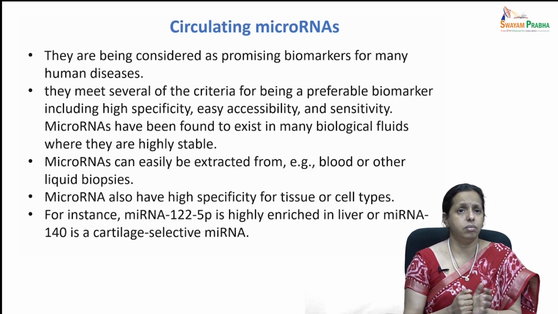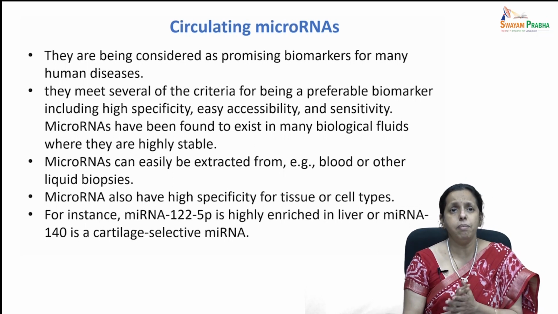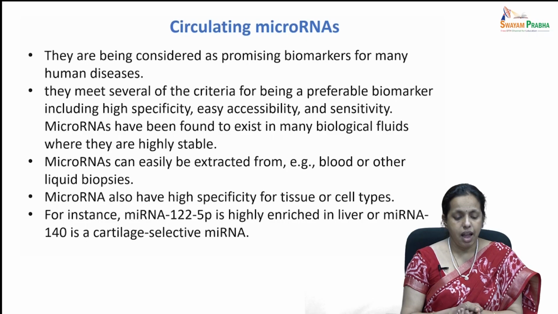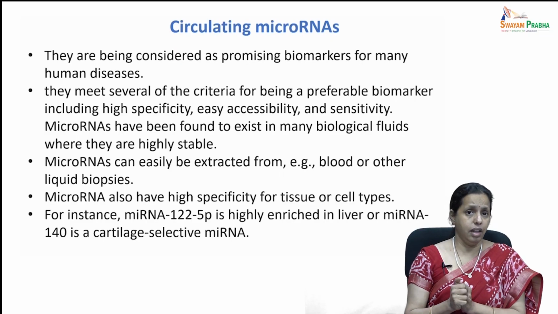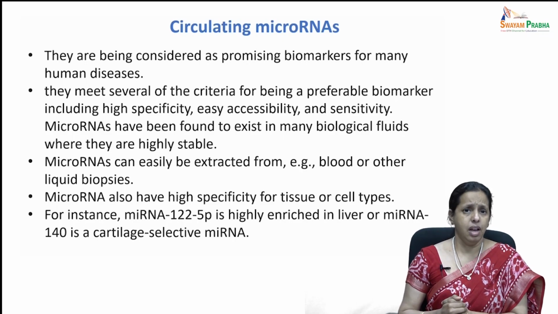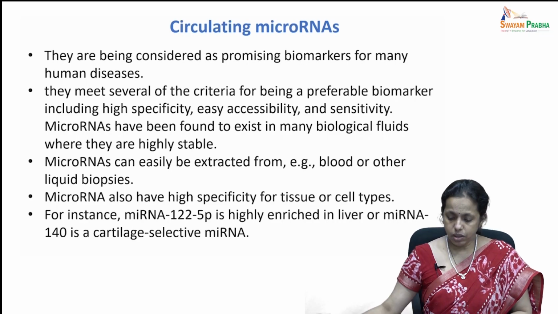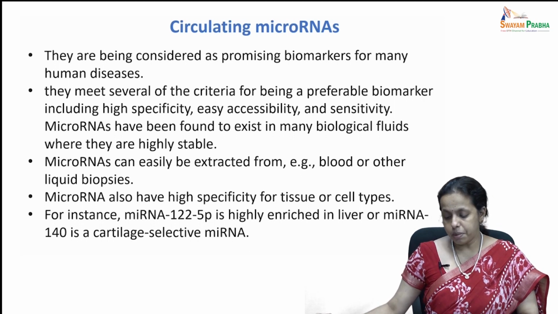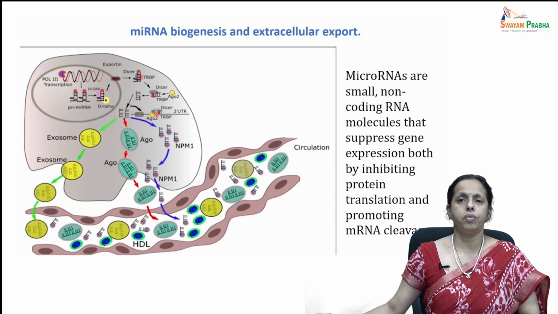These miRNAs are found in many biological fluids, and they are stable to some extent. They can be extracted from the blood and from other liquid biopsies, for example saliva for oral cancers. They are also highly specific for tissue or cell types. For example, your miRNA 122-5p is highly enriched in liver cancer, and it is selective. So because of this specificity, we are able to use specific miRNAs to determine the initiation and progression of the disease.